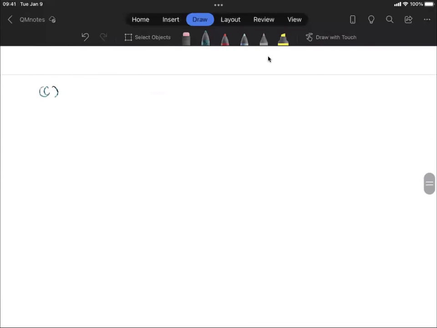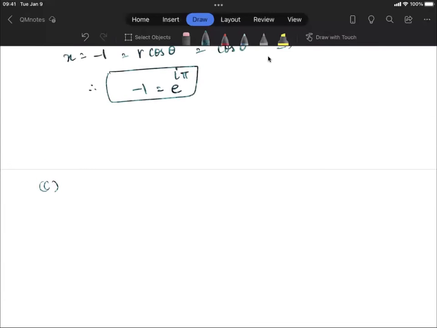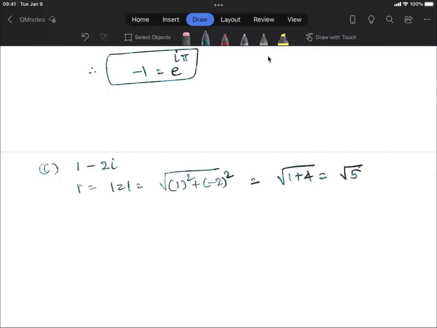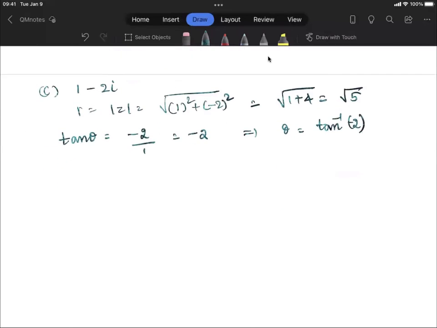Let's move on to c, which is 1 minus 2i. So r is the square root of 1 squared plus minus 2 squared, which is 1 plus 4, which is root 5. r is root 5, square root of 5. And tan theta is negative 2. That implies theta is tan inverse of negative 2, whatever that value is.